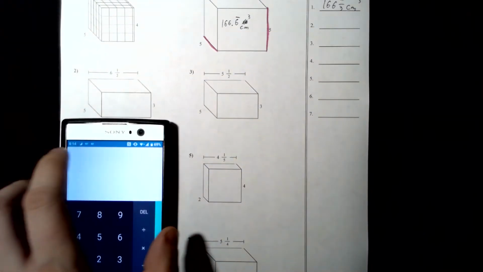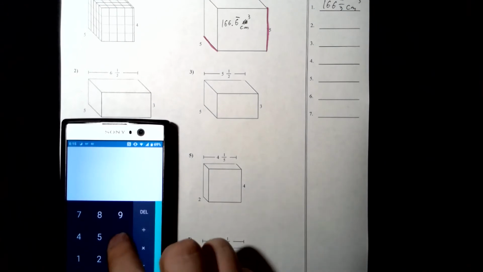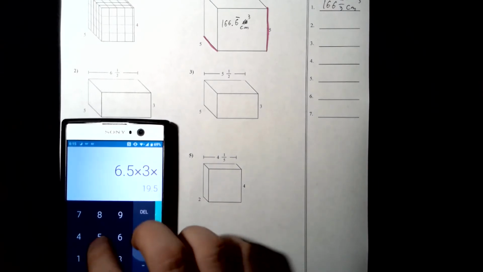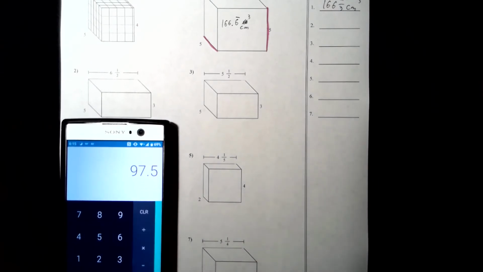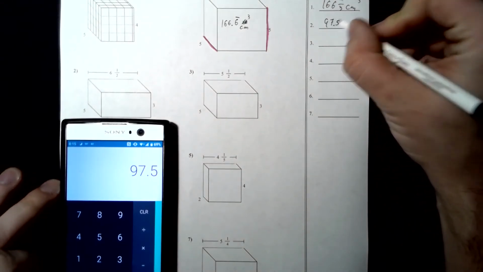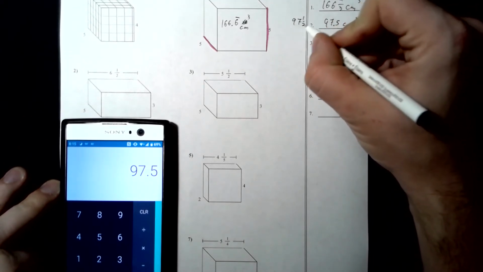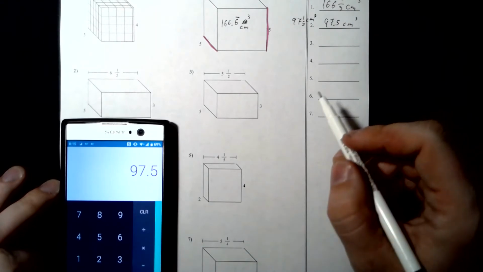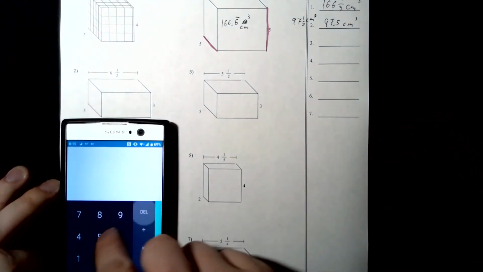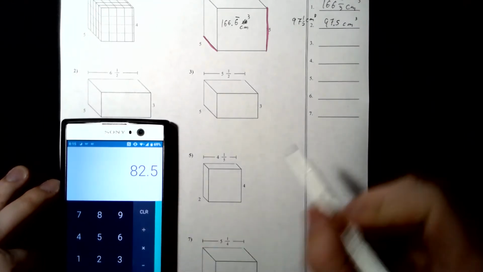Number 2, 6.5, you don't need my help with converting that into a decimal. That is 6.5 times 3 times 5, and that is going to equal 97.5. So we'll write that down: 97.5 centimeters cubed. Number 3, we have 5.5, 5 and 3. So 5.5 times 5 times 3 gives us 82.5.